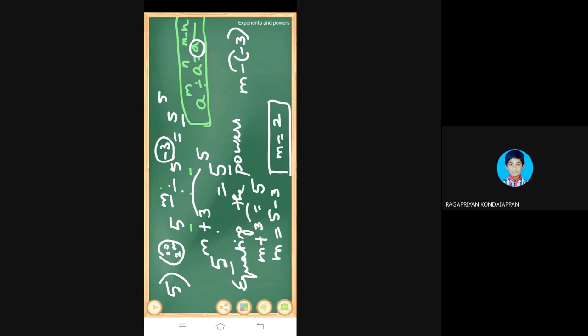So question number 5, find the value of m. First we are using this law, a power m divided by a power n is equal to a power m minus n. Then we have to equate the powers since the bases are equal. So when we equate the powers, m plus 3 is equal to 5. So m is equal to 5 minus 3. That is, the value of m is 2. Okay, so now we are moving on to the next question.